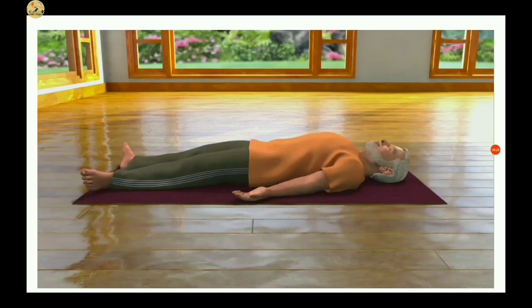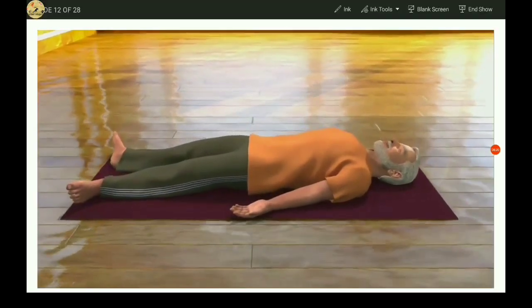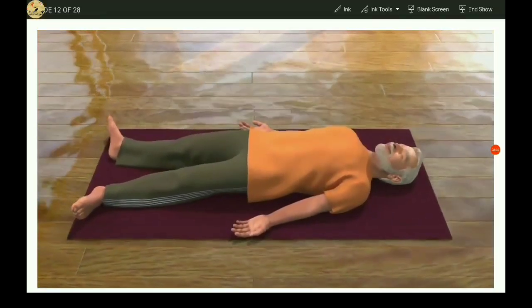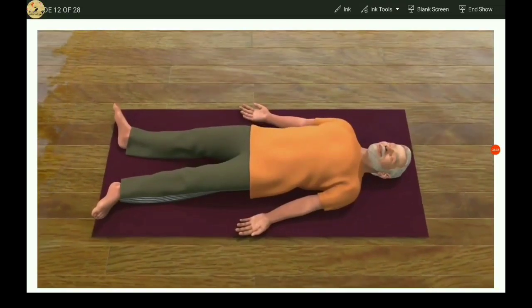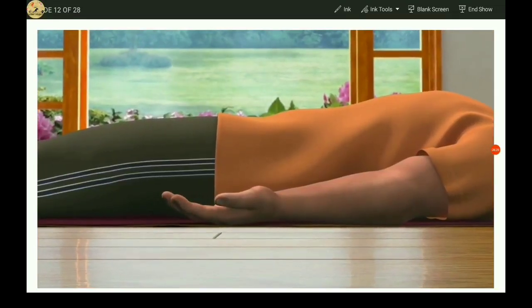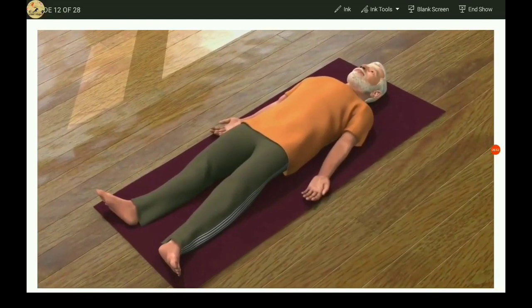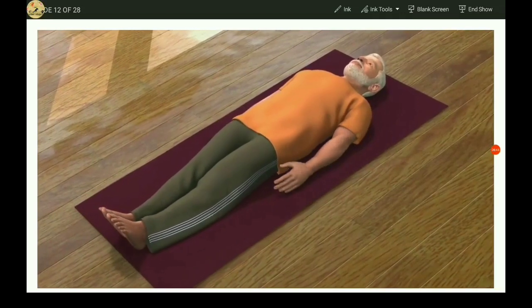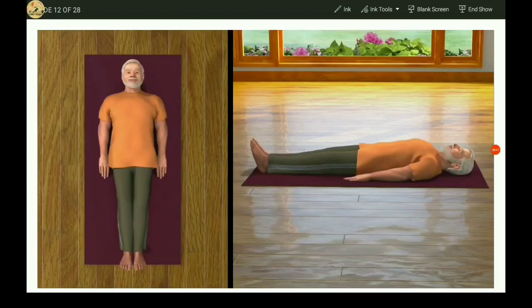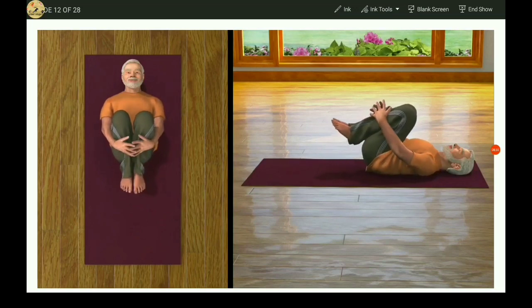Lie down on the floor with both your legs and hands spread at a comfortable distance from your body. Procedure: ensure that the palms of your hands are facing upwards. This asana is called Savasana. Now moving forward from Savasana, join both your legs, bend your knees and take your thighs close to your chest.